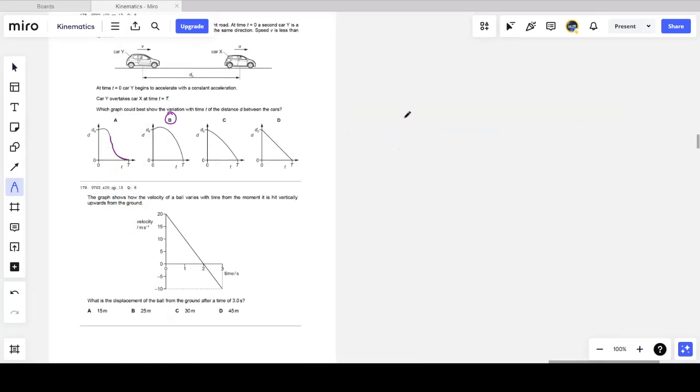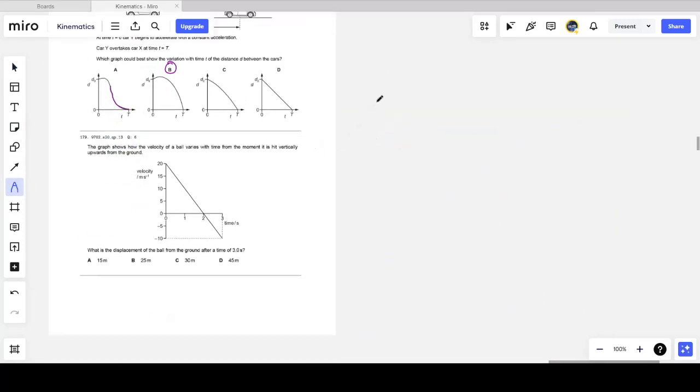So question 179 says we are shown the velocity of the ball varying with time from the moment it is hit vertically upwards. So here's the ball at its lowest point, and then it's hit vertically upward, and we can see that it's hit vertically upward at time t equal to 0 with a velocity of 20 meters per second.